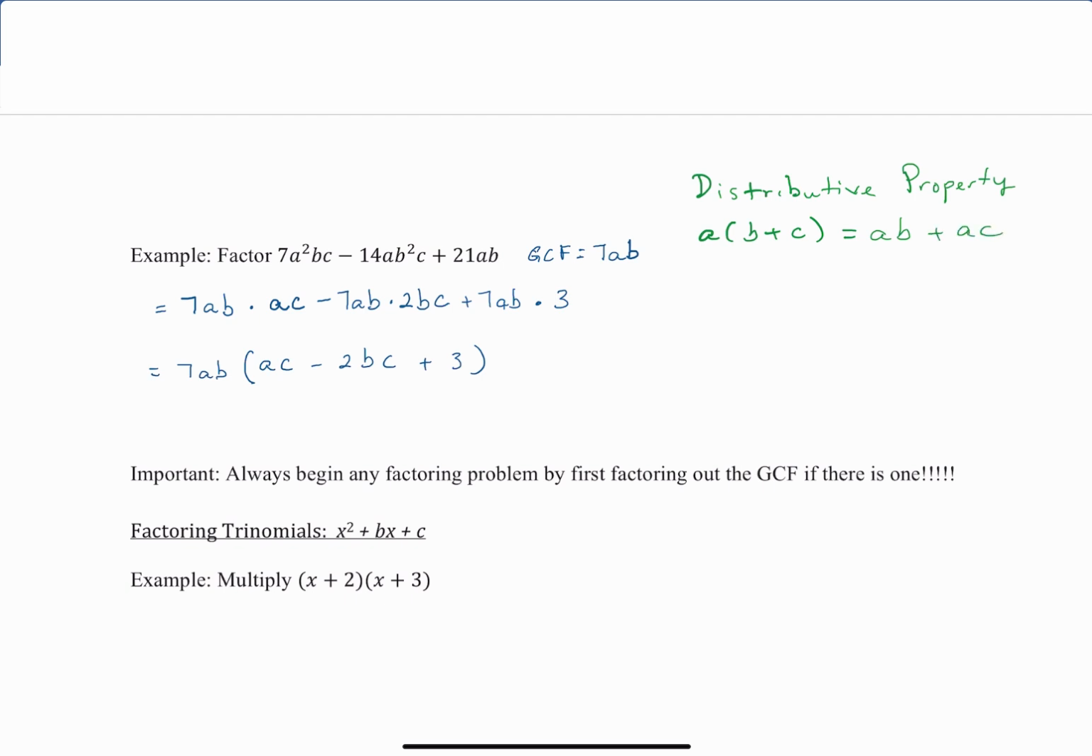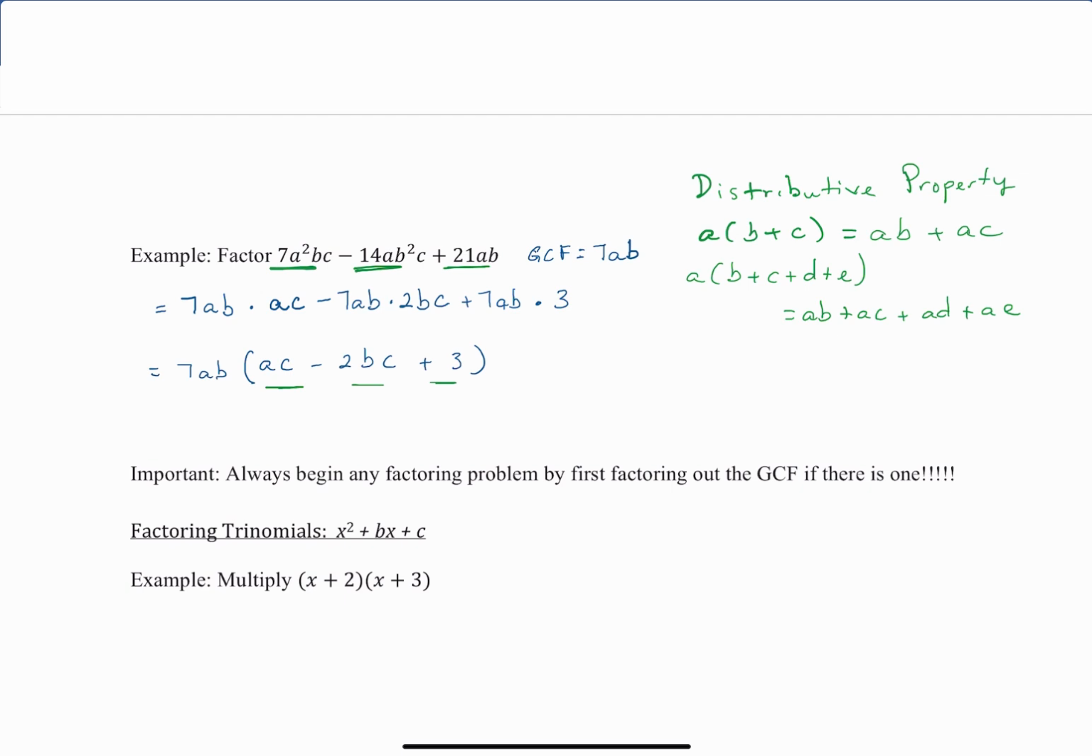Now in this particular problem, we had 3 terms that we were pulling a GCF out of, and so we had 3 things left inside the parentheses. Well, the distributive property extends to as many terms as you need it to. So a times b plus c plus d plus e, for example, would be ab plus ac plus ad plus ae. So as many terms as you need to have, you can have with the distributive property.